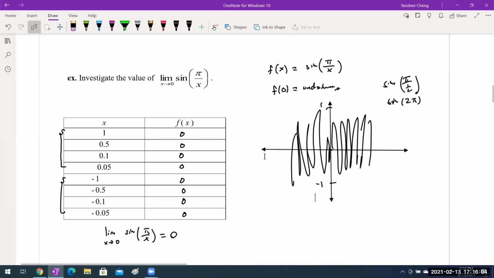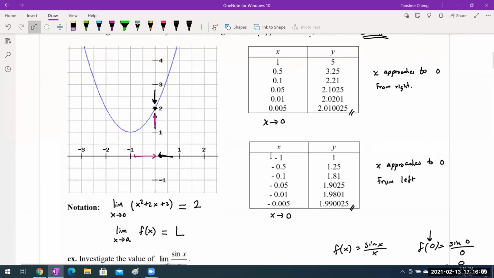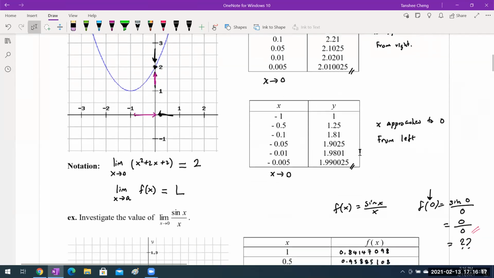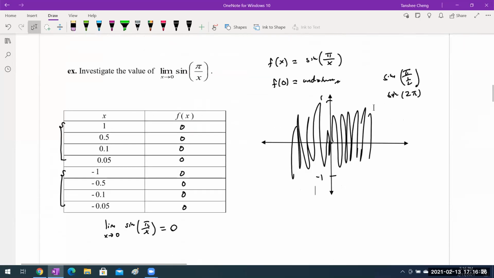As I pointed out in the previous two examples, when we talk about a limit of a function, we need to consider approaching from the right-hand side and the left-hand side. Only if both the left-hand side and right-hand side approach one number do we call that number the limit of the function.